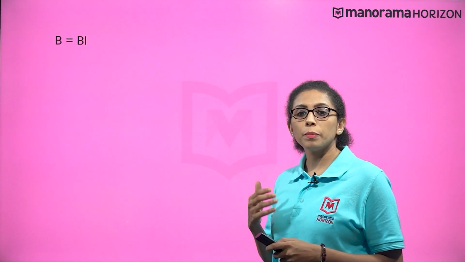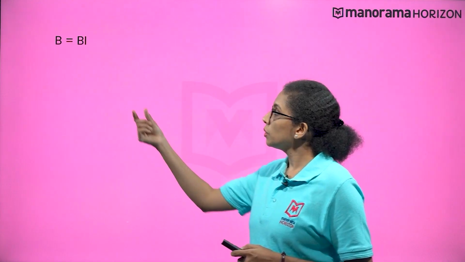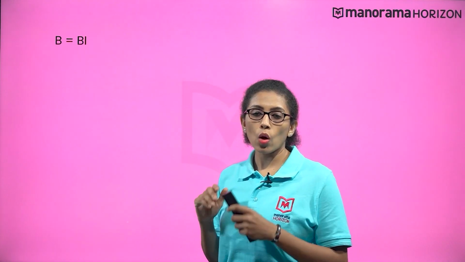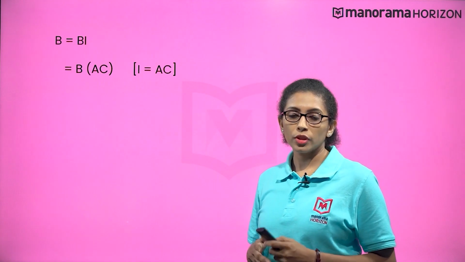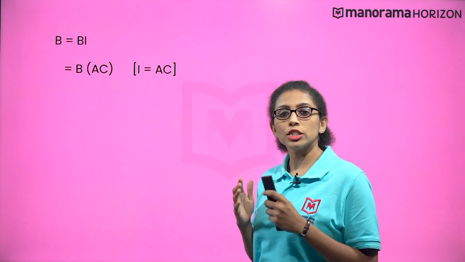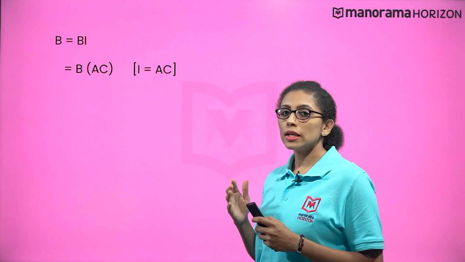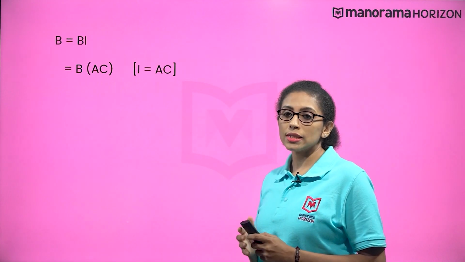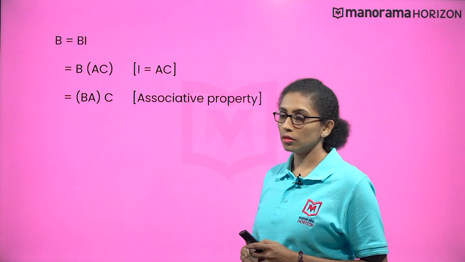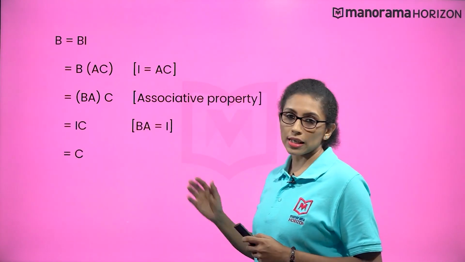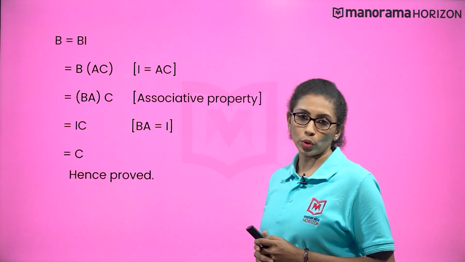Now, matrix B can be written as B into I. Now, I can be substituted with A into C. Then, applying the associative property, we get (BA) into C, which is I into C, which is equal to C. Hence, proved.